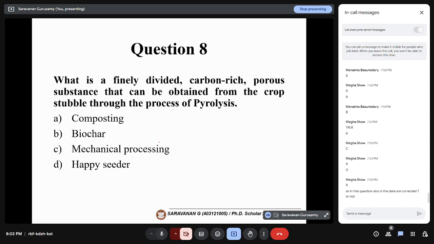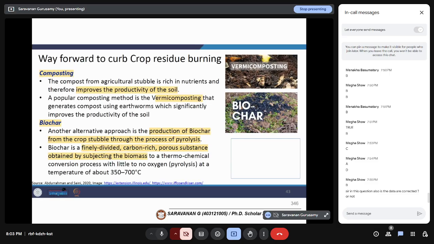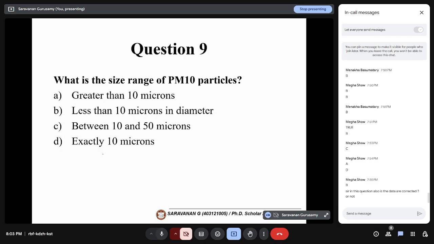What is the finely divided carbon-rich porous substance that can be obtained from crop stubble? Instead of burning crop stubble, the waste crops, in the open, I can do a process called pyrolysis at high temperature to produce a solid material, a very fine carbon-rich porous substance that can be used for adsorption. What is that called? Biochar. Even cosmetics use biochar.